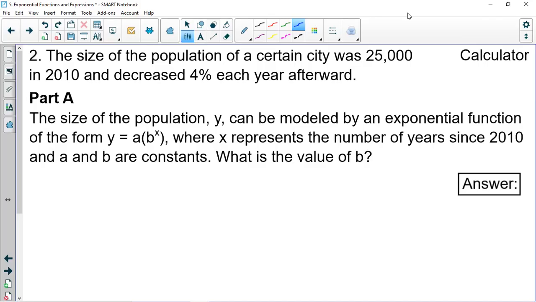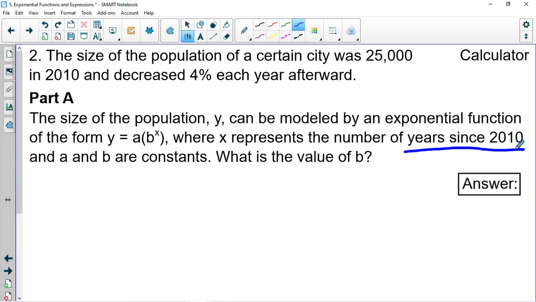Excellent. Number 2. It says the size of the population of a certain city was 25,000 in 2010 and decreased 4% each year afterward. Part A. The size of the population y can be modeled by an exponential function of the form y equals a times b to the x, where x represents the number of years since 2010, and a and b are constants. What is the value of b?